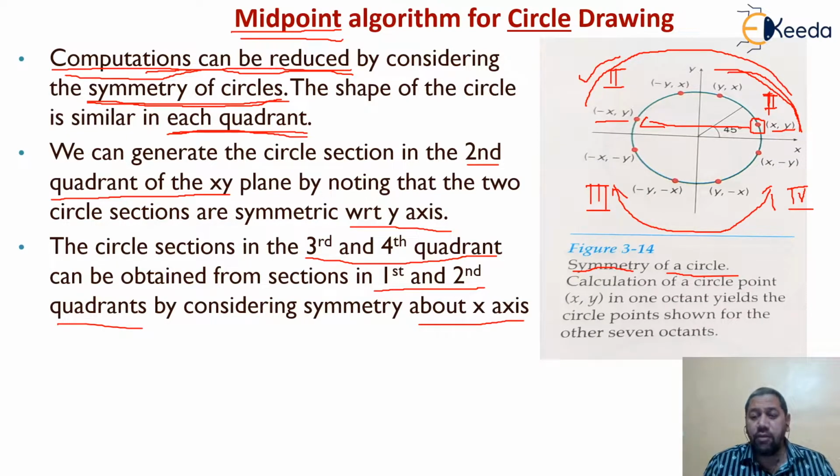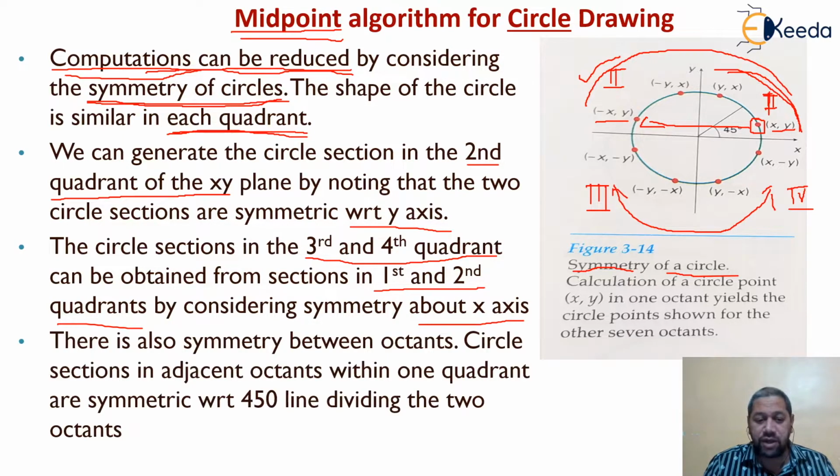The same thing we are talking about for quadrants can be applicable to the octant. So I'm dividing my circle, and that is what I have written here. There is also symmetry between octants. Circle sections in adjacent octants are symmetric, actually with respect to the 45 degree line. You can find here in the diagram we have shown. I just changed the color of my pen. You can find that here it is 45 degree. Now if you look at this particular diagram, this is my one octant.